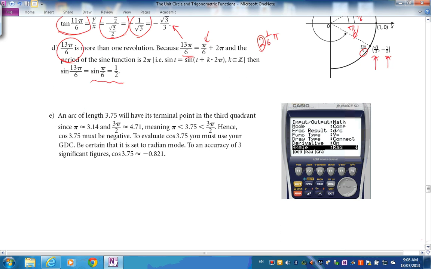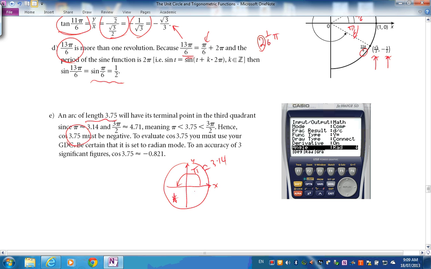The last little bit here, an arc length of 3.75, will have its terminal point in the third quadrant. What are they talking about here? Well, let's draw the unit circle here. And 3.14 is pi, so we know half a circle is pi, which is approximately 3.14. So 3.75 is down here in this quadrant.